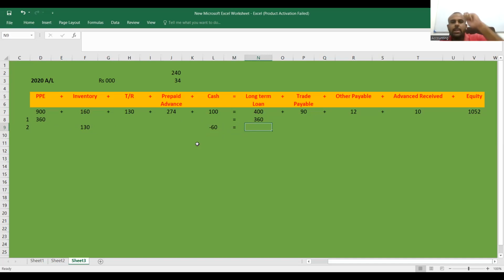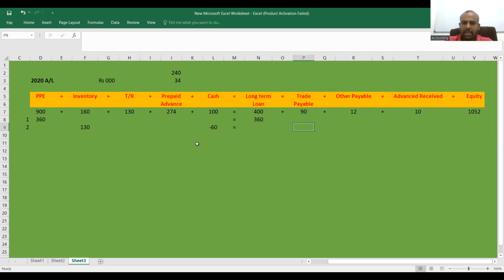My question: you bought 130 but paid in cash only 60,000, so there's another 70,000 to be paid. Where do you classify this? Is it long-term loans, trade payables, other payables, or even advance receipt? Where do you classify this?